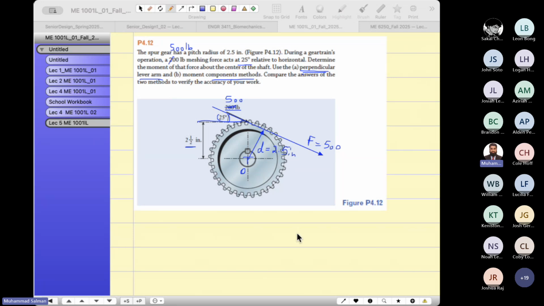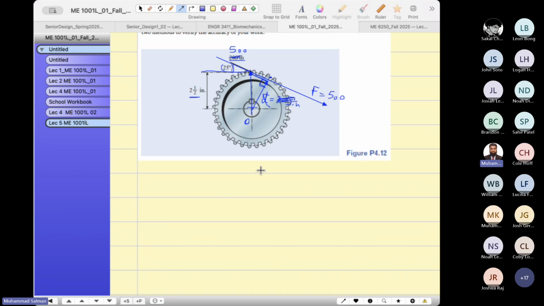There is one mistake here. This is not exactly 2.5, because the line of action is a little bit inside. This is a radius. If you take a closer look, it's not exactly on that circumference. It's a right angle triangle. So what is this side? In order to do that, you have to understand some geometry. This is like 25 degrees.